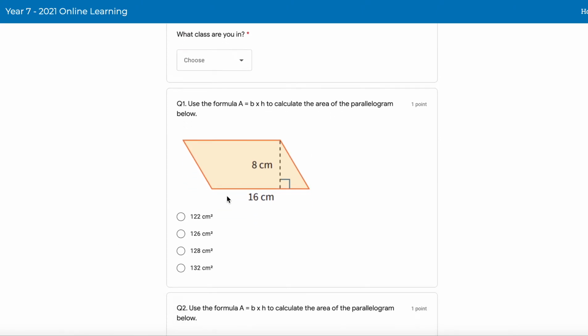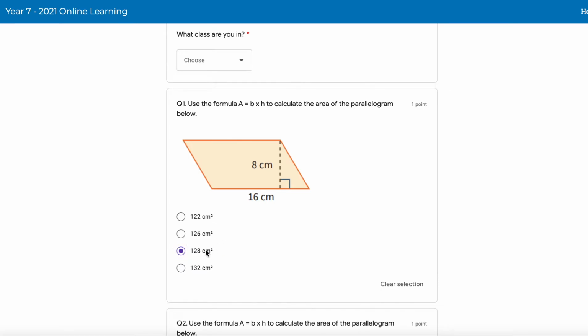Okay, so in this case, we just need to multiply 16 times 8 because, as you can see, the base here is 16 and the perpendicular height is 8 centimeters. And we can see that that's the perpendicular height because there's a little right angle here showing us that this line here is parallel with this line here. So that's 128 centimeters squared. And remember, because we were working with lengths up here, but we're giving our answer as an area, we need to change our units to centimeters squared.